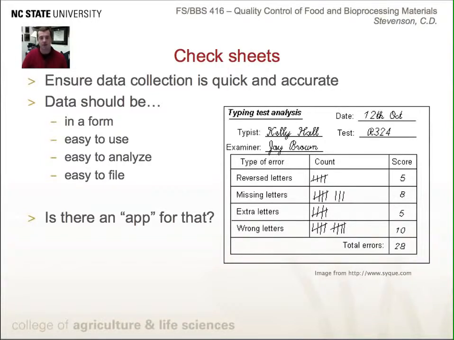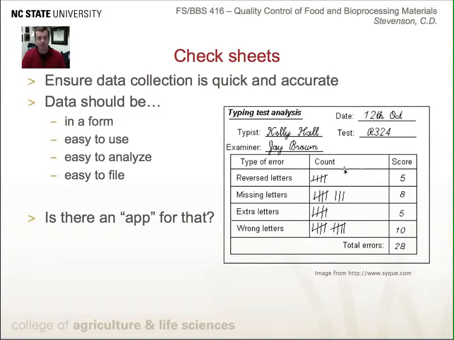Here you can see a form on the right where it looks like the typist, Kelly Hall, was examined by Jay Brown, and there are these types of errors that were decided on. One could be reverse letters, missing letters, extra letters in their typing, or the wrong letters in their typing. And we have the date here, so we have important information.